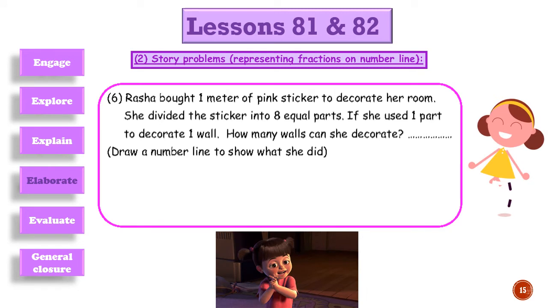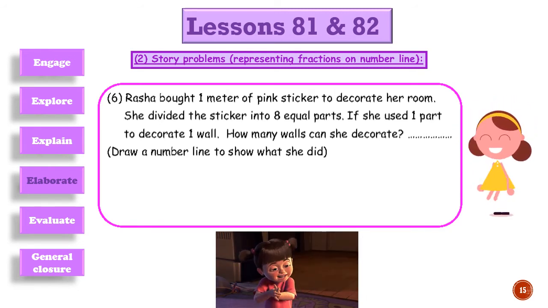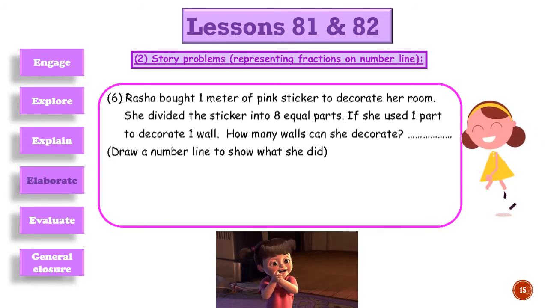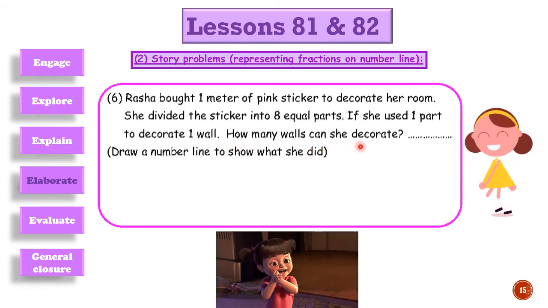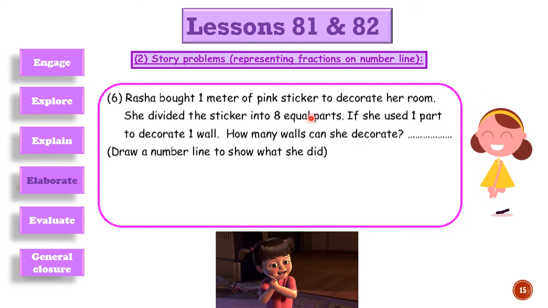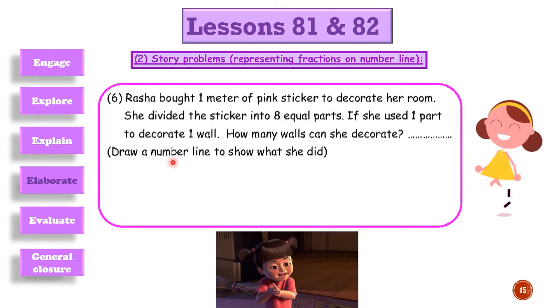Rasha bought 1 meter of pink sticker to decorate her room. She divides the sticker into 8 equal parts. She used 1 part to decorate 1 wall. How many walls can she decorate? To understand this problem, we need first to draw our number line, then show what she did.